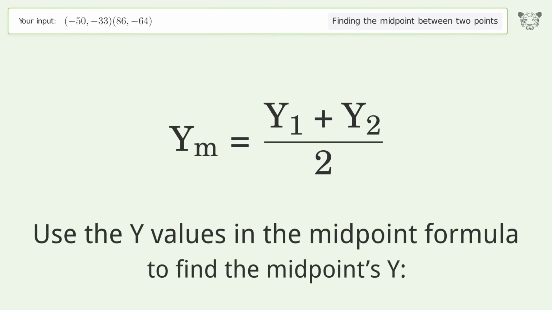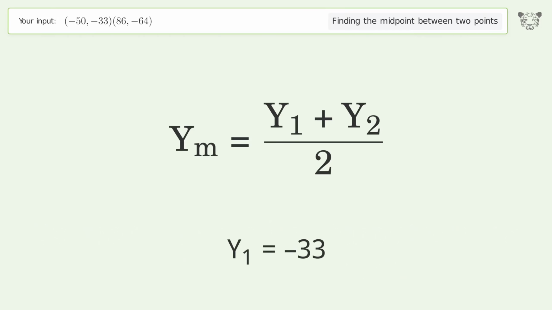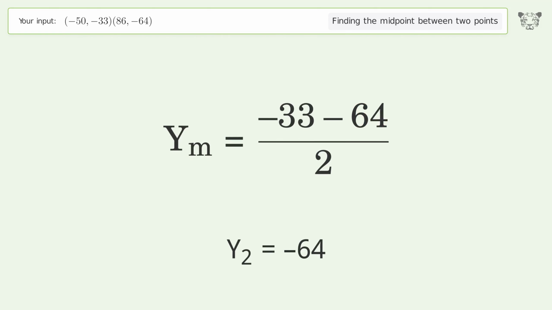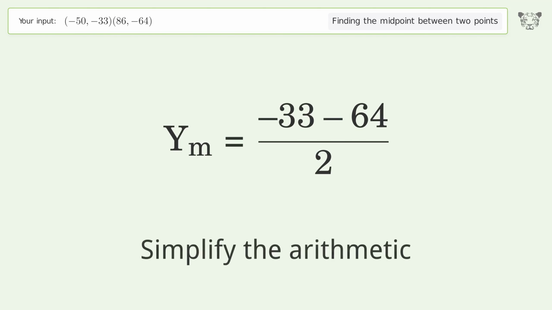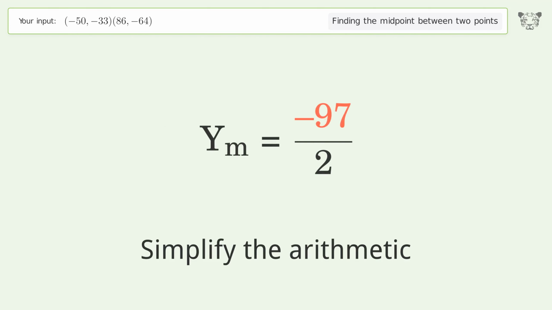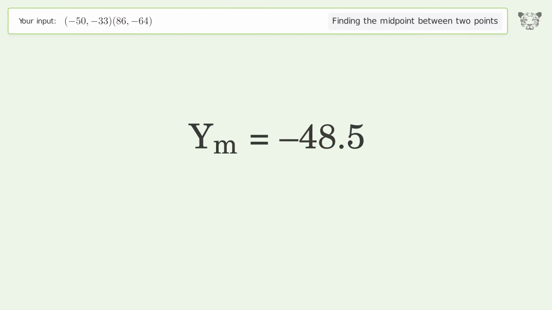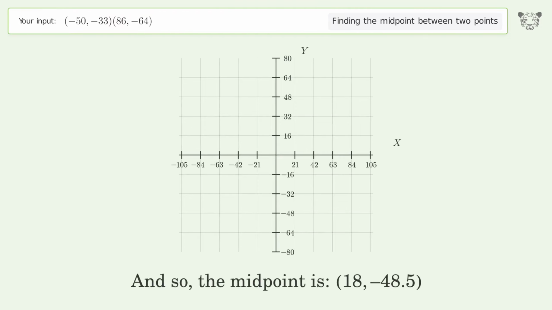Use the y values in the midpoint formula to find the midpoint's y. y1 equals -33. y2 equals -64. Simplify the arithmetic. And so, the midpoint is (18, -48.5).